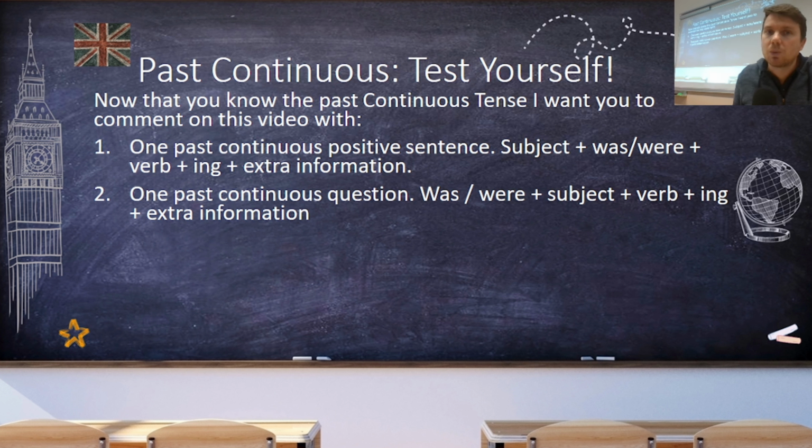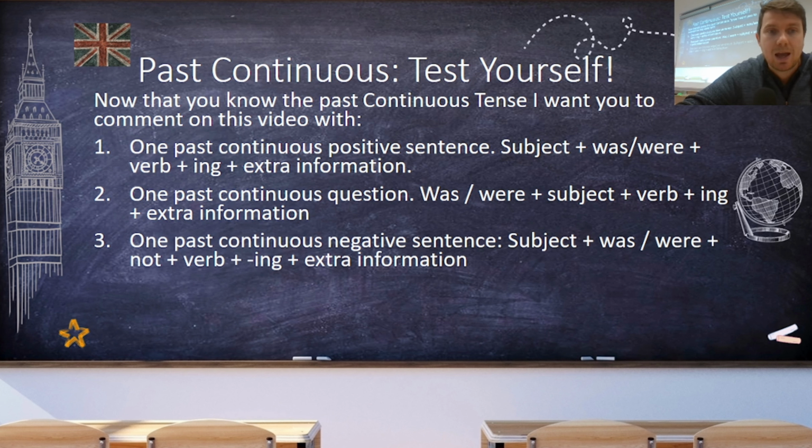Now another sentence I want you to write is a past continuous question. Was, were, plus subject. So we've turned the subject and the verb to be around. Remember to always do that with questions. Plus verb, plus ing, plus extra information. Okay? And the third sentence I want you to write is a negative past continuous sentence. So we have subject plus was or were plus not, or we can contract weren't or wasn't, plus verb plus ing plus that extra information.